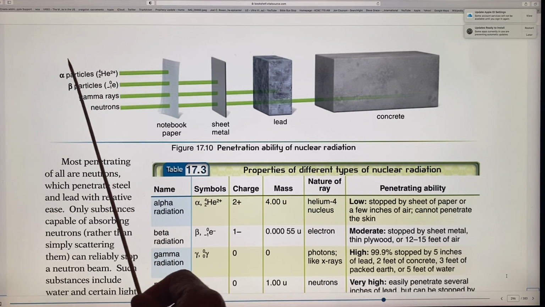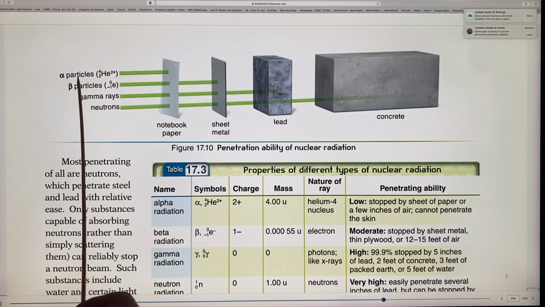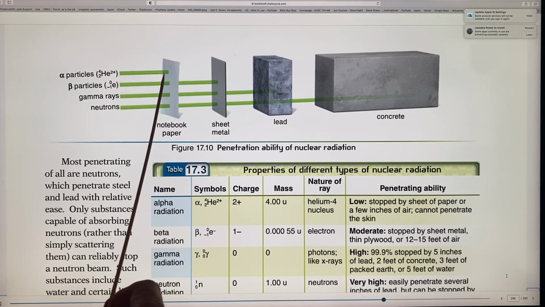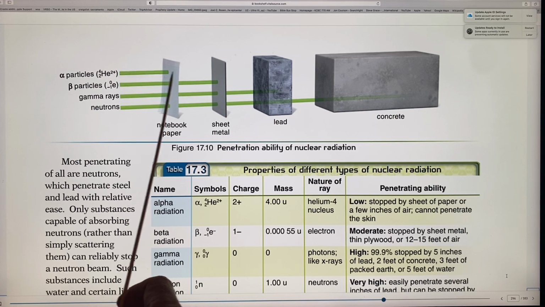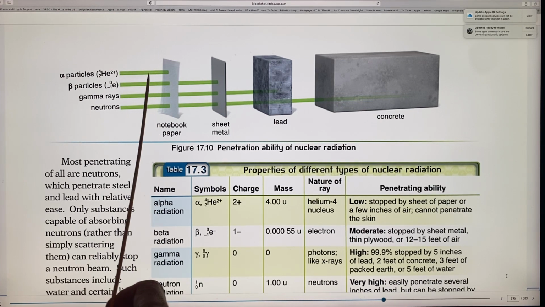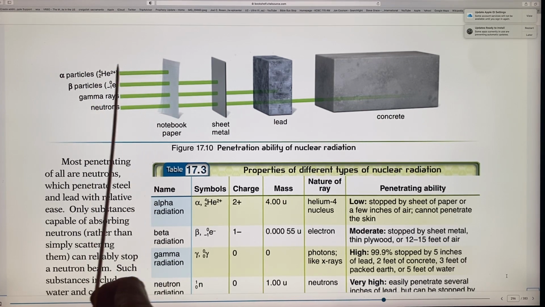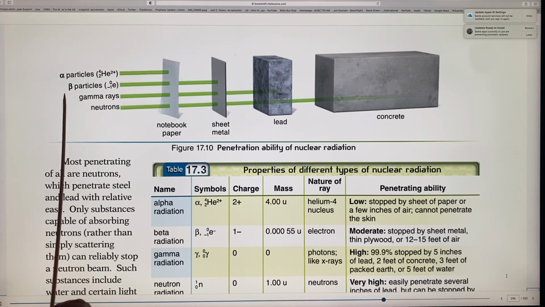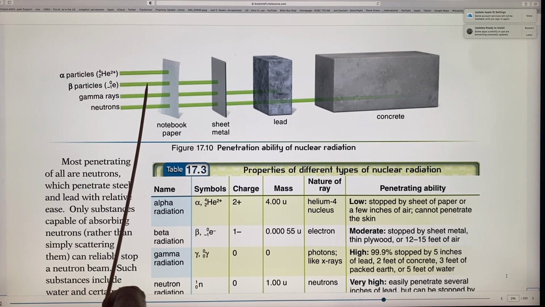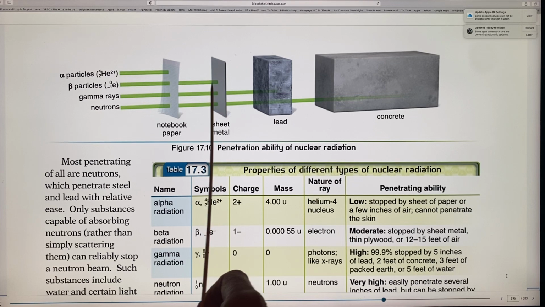So you have the alpha particles. As they take off, they're very heavy. They're helium, actually. Their atomic weight is 4, with 2 protons and 2 neutrons. If you just put paper in front of them, the paper stops them. They can't get through, so they don't pass through much. Now, beta particles are electrons, and they can pass through paper, but they can't pass through sheet metals.